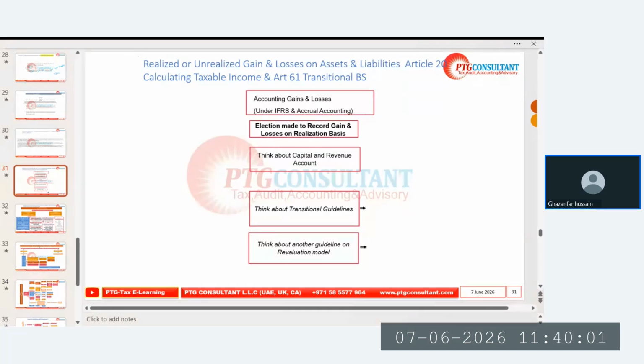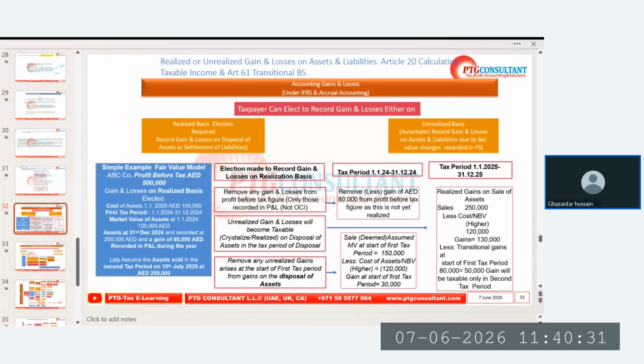So this is another point: realized or unrealized gain on assets. What is important is the second part, the election that is made. Which election is made? If we made the election on a realization basis, then there will be two impacts under the current scenario.